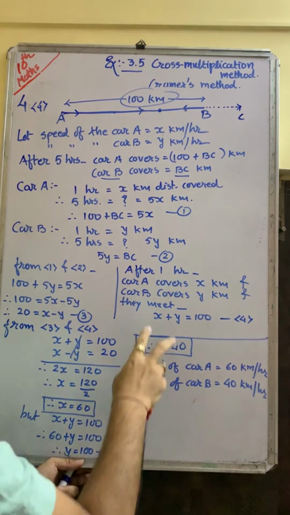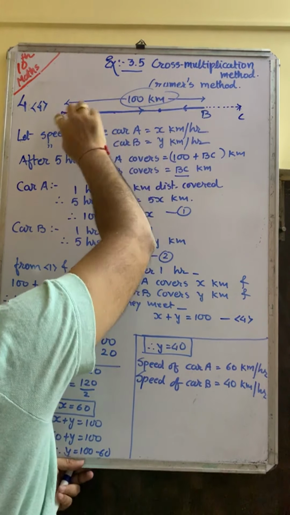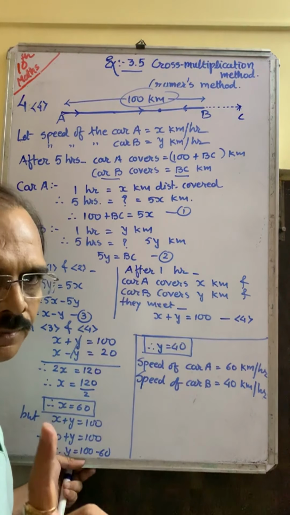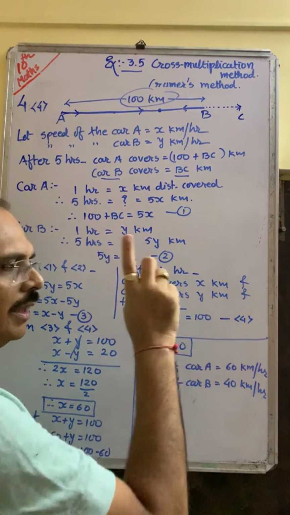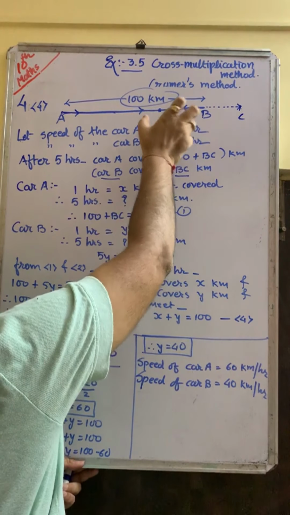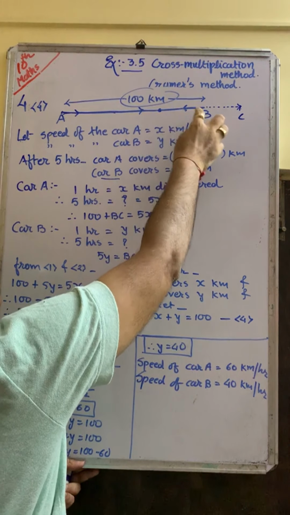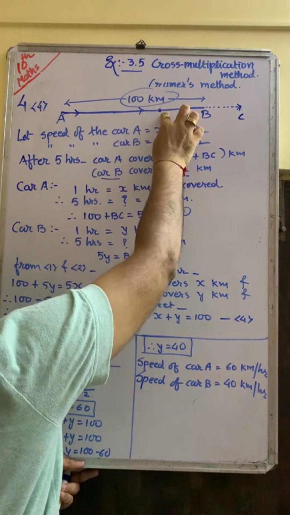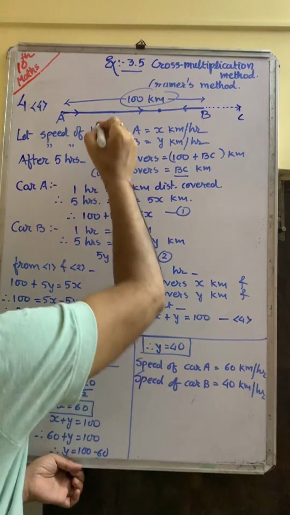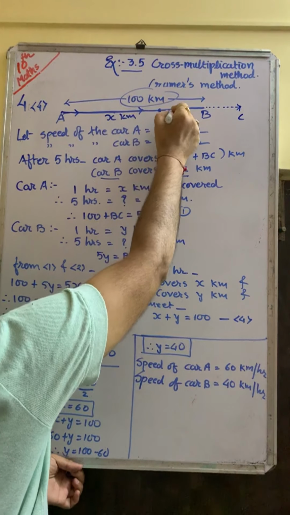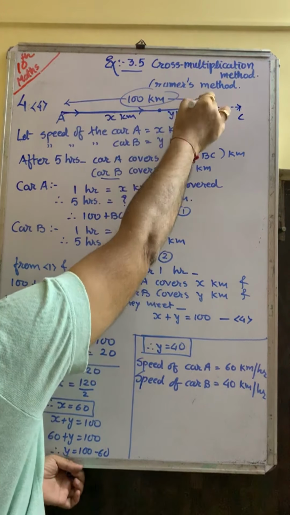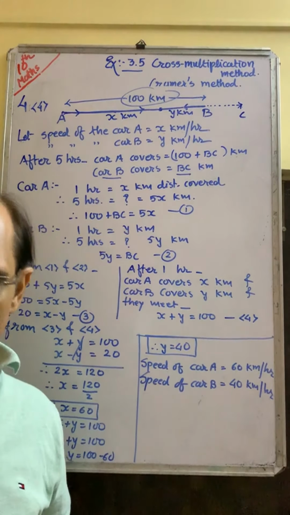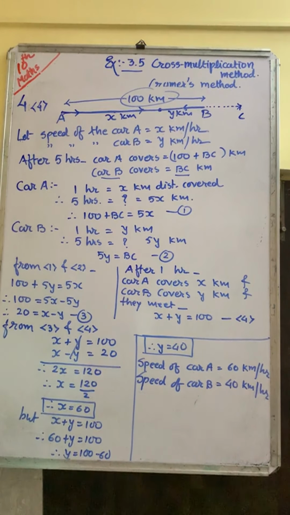Is it okay? Now, if they move towards each other, then after 1 hour they will meet. Means car A covers x kilometers in 1 hour, car B covers y kilometers in 1 hour, and they meet. So this is x, this is y: x plus y equals 100. This is x kilometers, this is y kilometers, total distance covered is 100. And now from number 3 and 4 you will eliminate. Okay? Now question number 5.